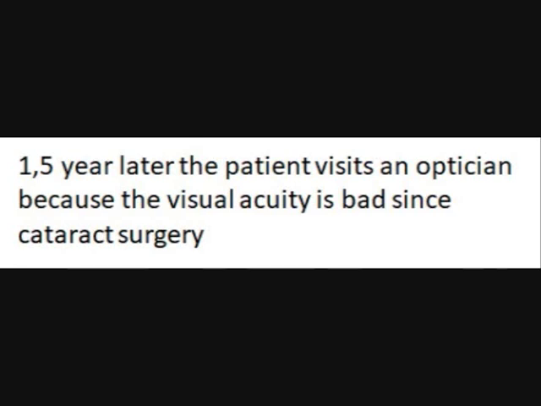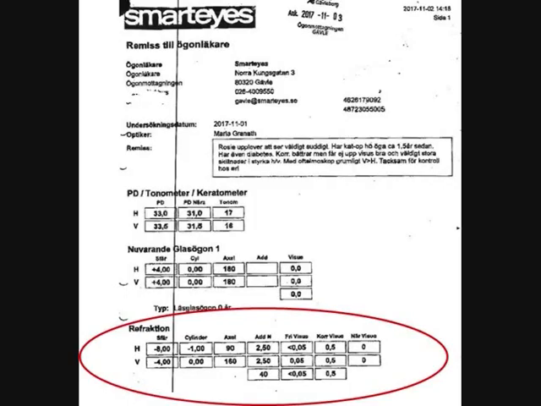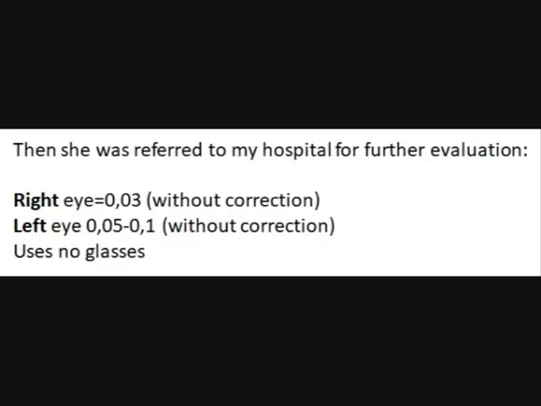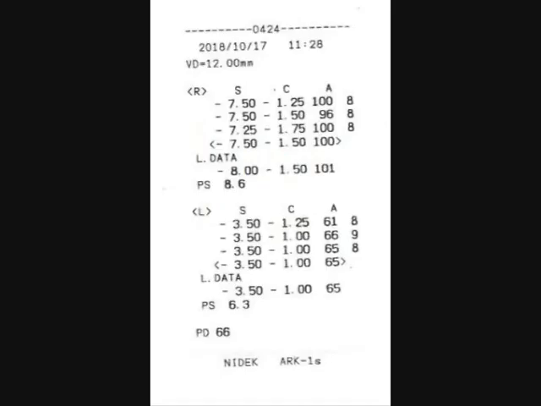1.5 years later, the patient visits an optician because the visual acuity is bad since cataract surgery. She wears no glasses, the lady. So look, these are the measurements of the refraction. She's very myopic. Why is she so myopic? She was referred to my hospital for further evaluation. Visual acuity on the right eye was 0.03 and on the left eye 0.1 without refraction. Now the refraction is minus 7.5 on the right eye and minus 3.5 on the left eye.